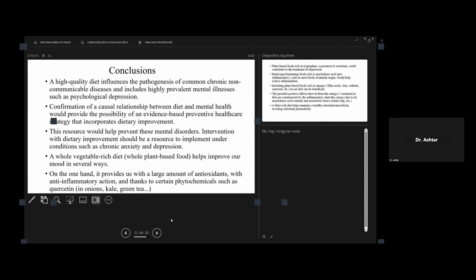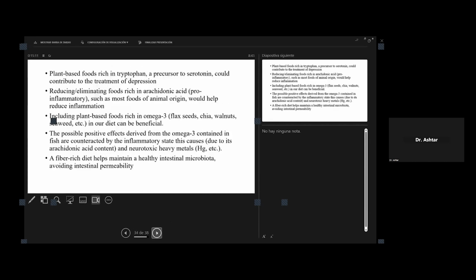A whole vegetable-rich diet, whole plant-based food, helps improve our mood in several ways. On the one hand, it provides us with a large amount of antioxidants with anti-inflammatory action, and thanks to certain phytochemicals such as quercetin in onions, kale, green tea. Plant-based foods rich in tryptophan, a precursor to serotonin, could contribute to the treatment of depression.